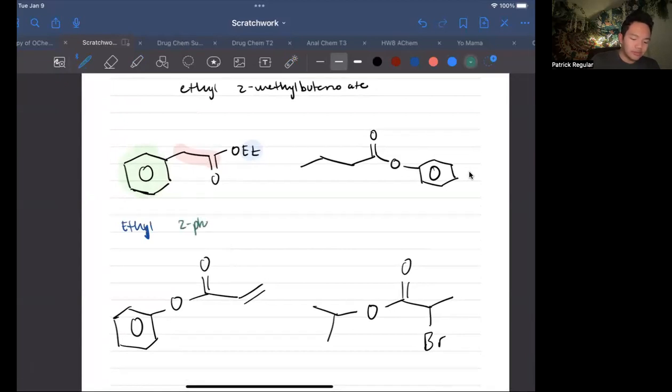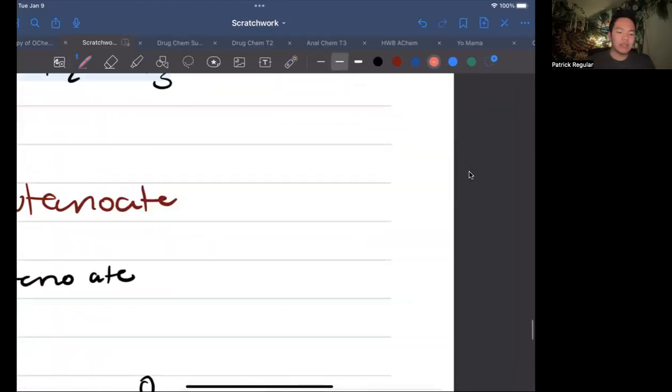2-phenyl, because I just listed all of my branches. I don't have any other branches. So let's just go ahead and go to the main chain. My main chain is 2 carbons long, 1, 2, so ethanoate. Like that. I think in lab, you guys dealt with methyl benzoate, I think. Benzoate.